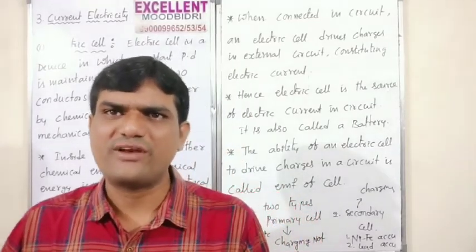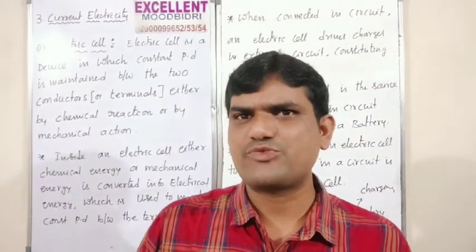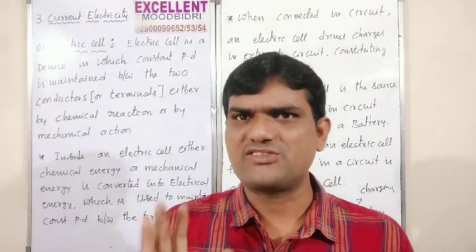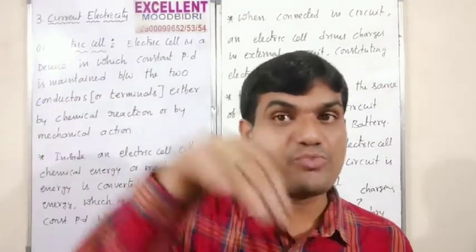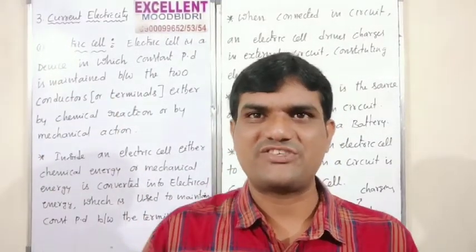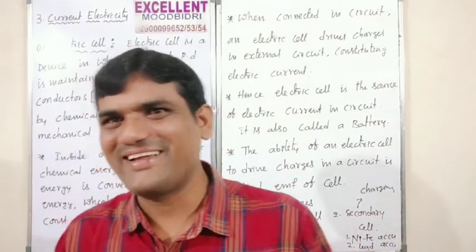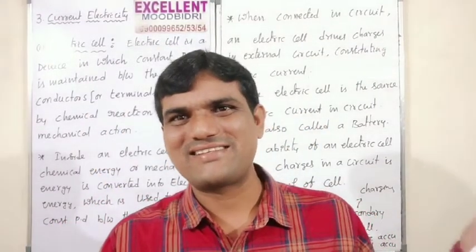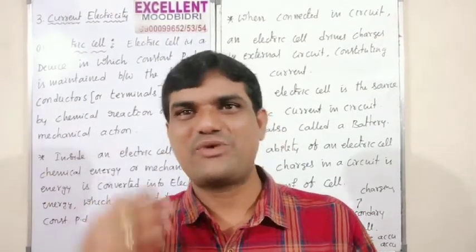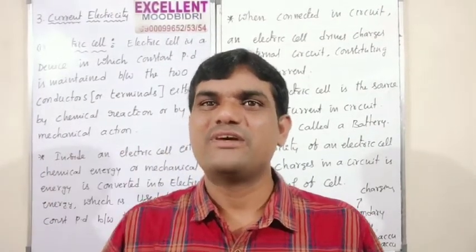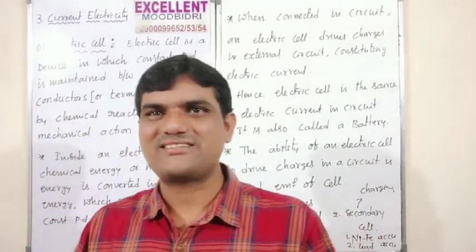These are all examples for primary cells. Similarly, secondary cells are there. Secondary cells mean these are the devices where recharge is possible. Very clear? Charging is not possible in primary cells, but charging is possible in secondary cells. Such types of cells are known as secondary cells.